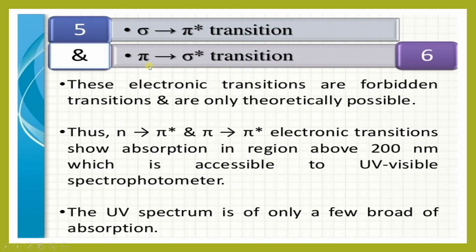So next, sigma to pi star and pi to sigma star transitions. As we know, these electronic transitions are forbidden transitions and they are only theoretically possible. Thus, n to pi star and pi to pi star electronic transitions show absorption in the region above 200 nanometer, which is accessible to the UV-visible spectrophotometer. The UV spectrum has only a few broad absorption bands. So this is about the types of electronic transitions.